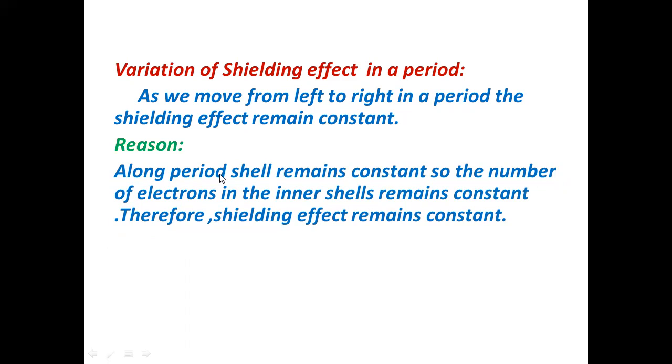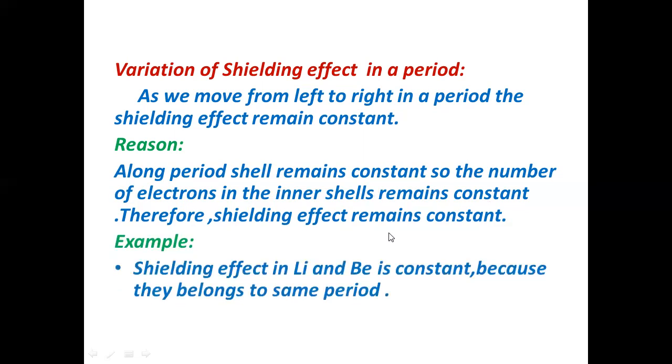Along the period means that all the elements which are present in the same period have the same shells. So all the elements which are present in second period have 2 shells. All the elements which are present in third period have three shells, and so on and so forth. So along a period, the shell remains constant. So the number of electrons in the inner shell always remains constant. Constant number of inner electrons, constant number of shells, so constant will be the shielding effect. So shielding effect remains constant from left to right along the period.